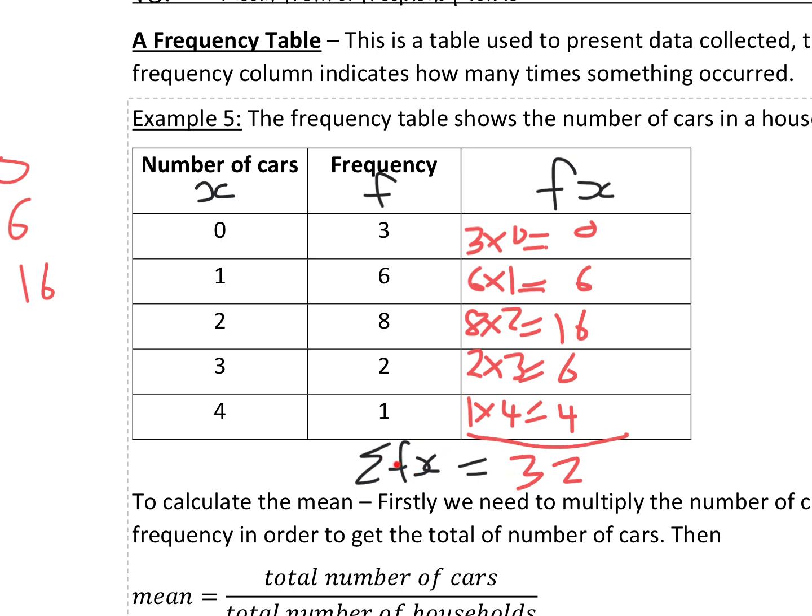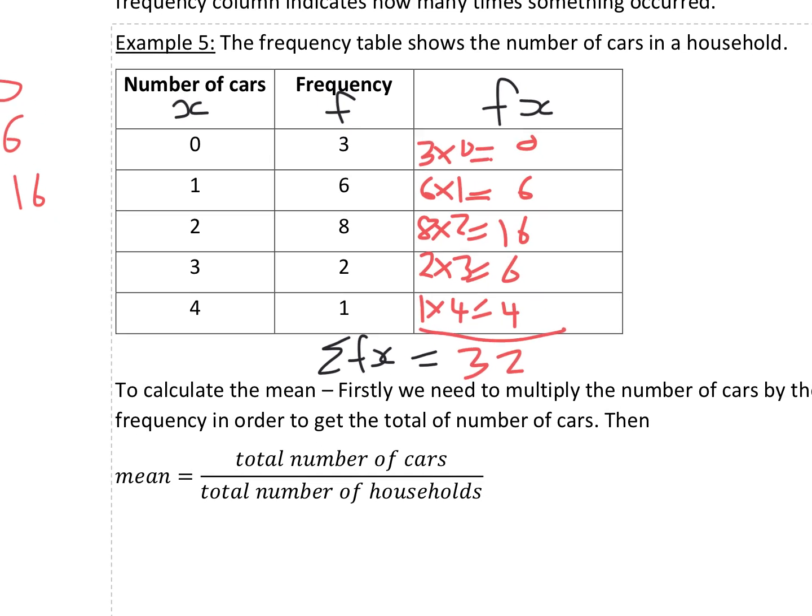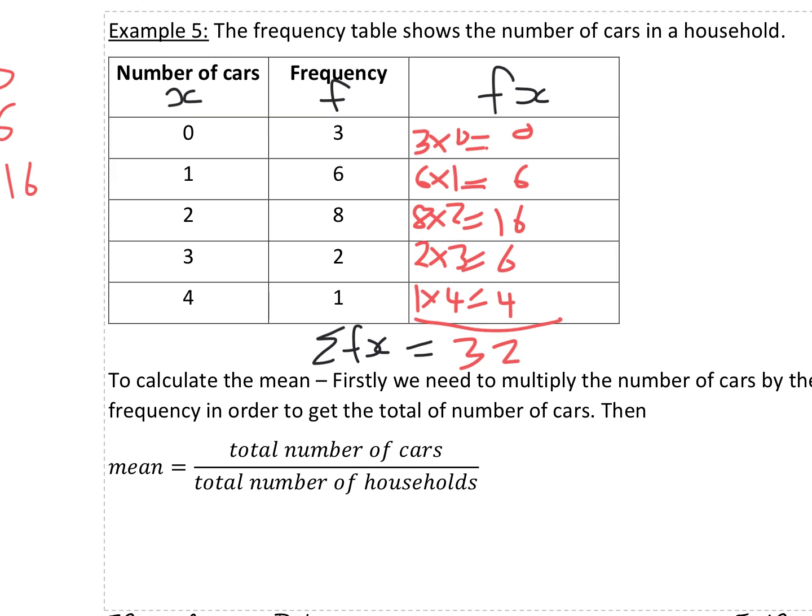But what does sigma fx represent? It's just adding up the total number of cars. So, how many cars are there in total? 32. Divide that by the number of households.